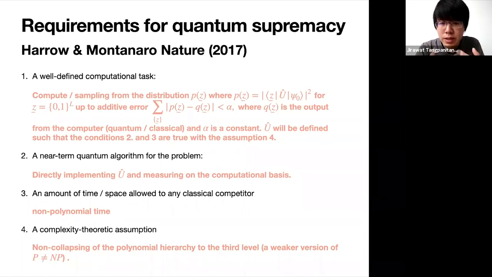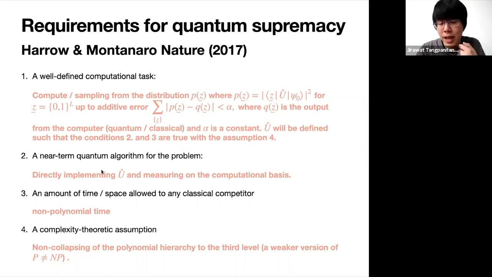And you want to compute these probabilities up to additive error. The additive error is nothing but the absolute error that we learned in high school. So P here is the exact answer, and Q here is the solution that your machine gives, and this can be a classical or quantum machine. The additive error just means that if you sum the errors over all configurations, it should be smaller than some constant.